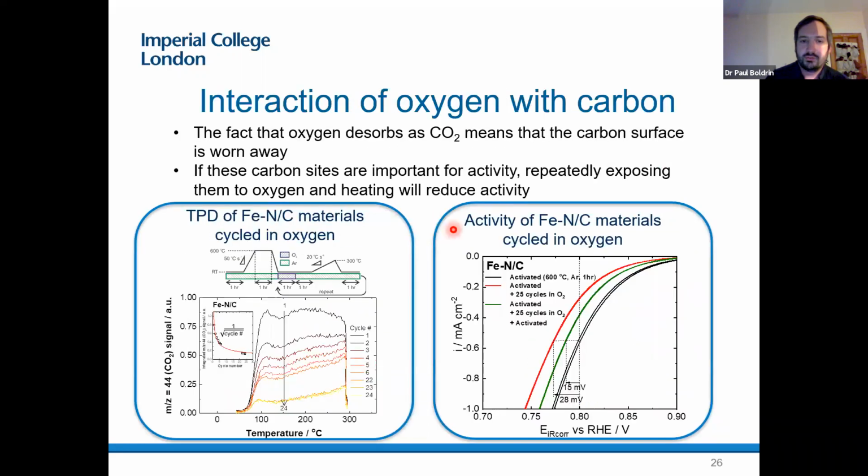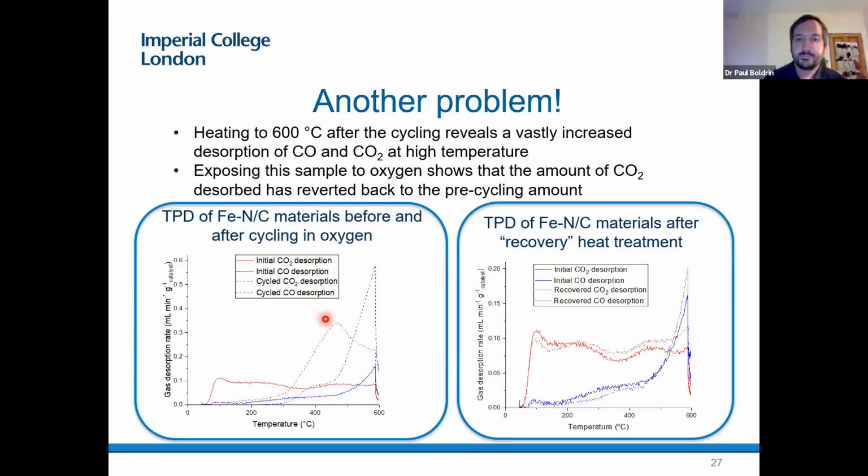If we go back to here, you can see that the amount of CO2 being emitted is going down with each cycle, but this isn't actually because the active sites are being removed, it's that they're being blocked by oxygen, which isn't being removed by the cycling. And then these peaks that you see in the cycled material, when we go up to 600, they're all the tightly bound oxygen which is built up on the surface coming off.